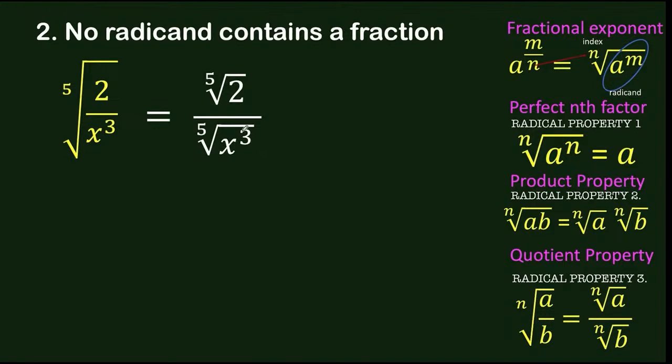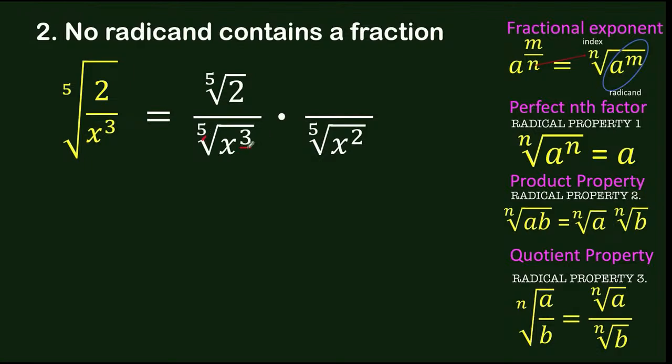There's still a radical expression in the denominator. So, to eliminate this radical in the denominator, we are going to perform what we call rationalizing the denominator. To rationalize the denominator, we would like to make the denominator a rational number. And the technique is, you look at the index, it's 5.